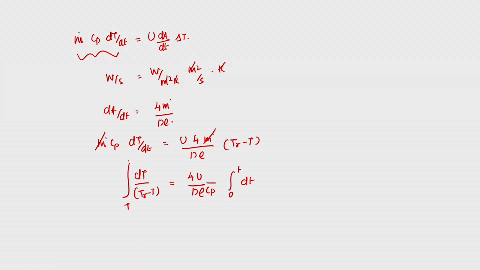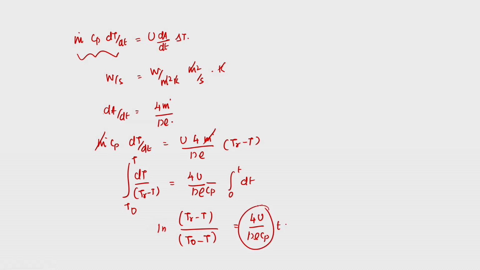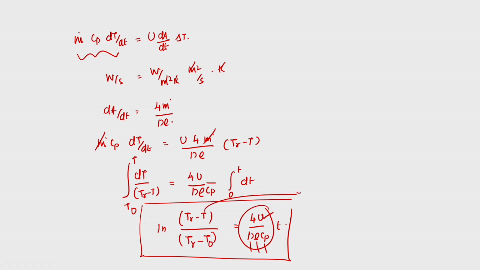So, this becomes T naught to T. So, you will have ln Tr minus T upon T naught minus T, which is nothing but 4u d rho Cp into T, right. So, this is nothing but constant properties. This is heat transfer coefficient, diameter and density and specific heat. So, this is time. So, even if it is a constant flow process, this becomes a linear log relationship only. So, this is Tr minus T naught. So, this T is nothing but average temperature.